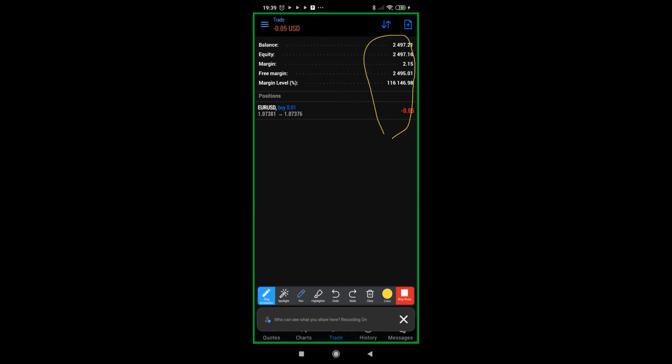Right now the balance is $2,497. The equity is your balance plus or minus the current running position. So right now I'm in 1 cent profit. You can see it reflects on the equity. So if you are currently in a trade and you are losing, that loss will reflect on your equity, but your balance will remain the same.